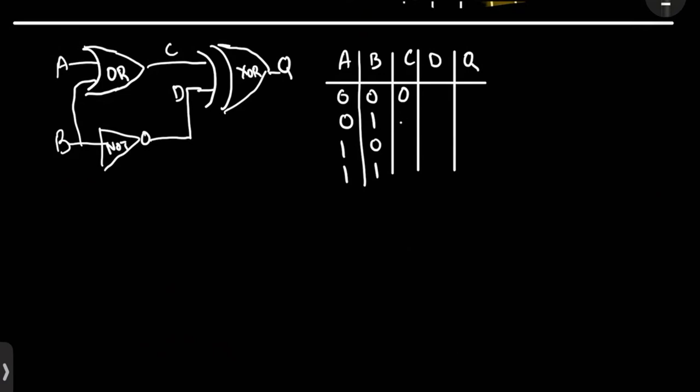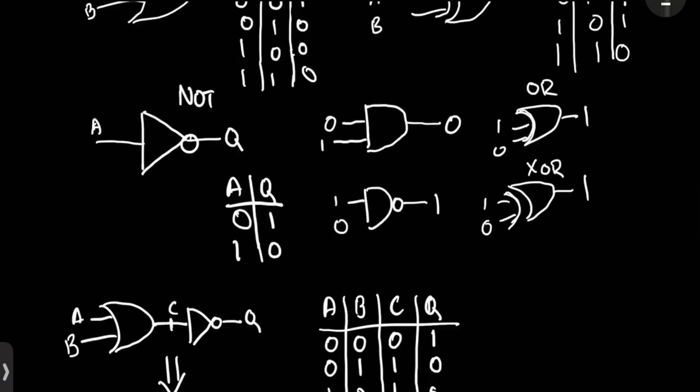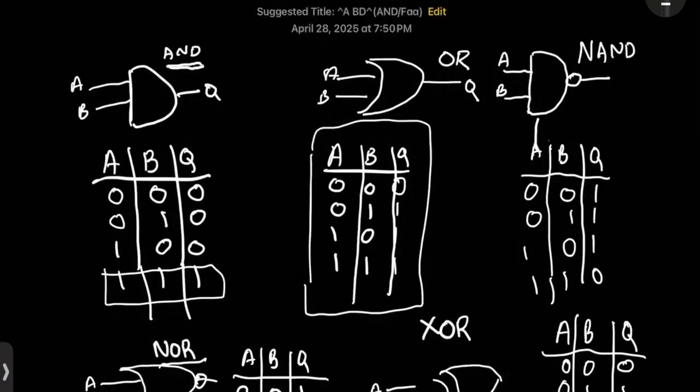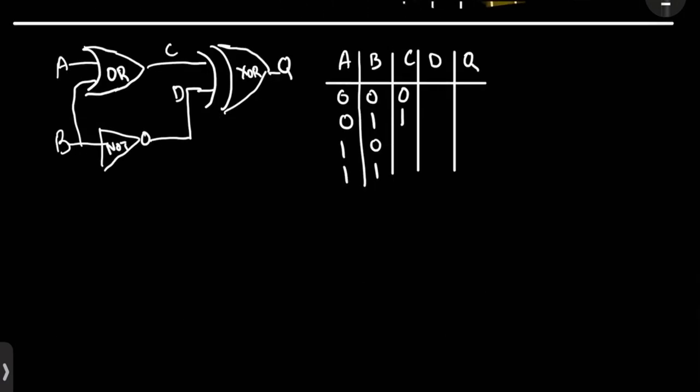Wait a second. If one of the inputs into the OR gate is 1, then what's the output? It would be 1. Exactly. If you go back to the truth table right here, anytime that there's a 1 in that column. Okay, so then we put a 1 here, and a 1 here, correct?